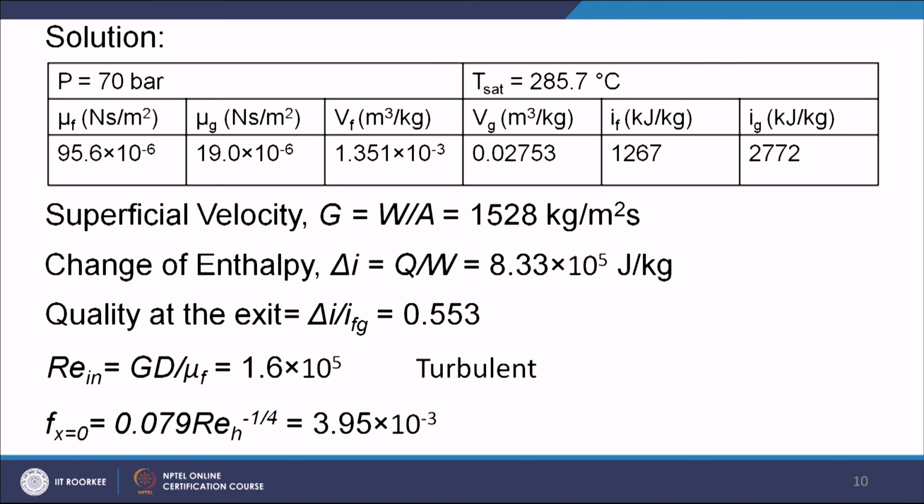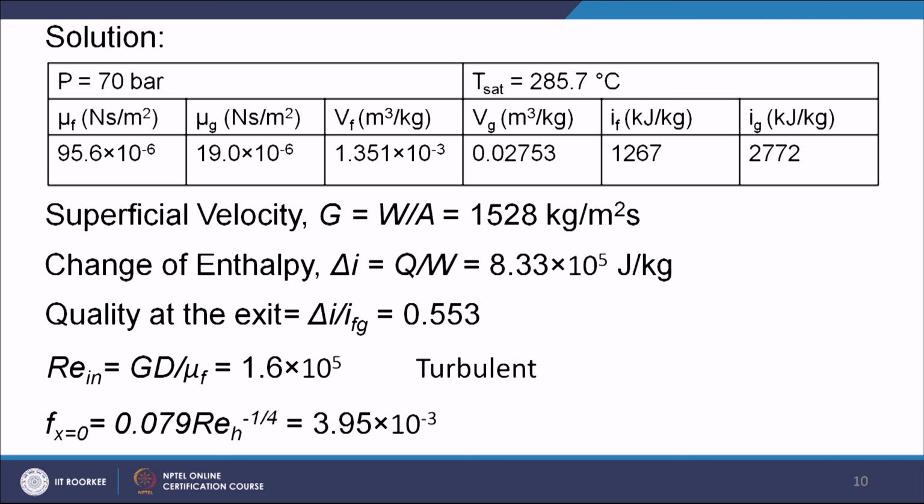As we know the mass flow rate W and what amount of heat is given, we can find out that the change of enthalpy, delta I, will be Q by W. Both Q and W are given, so delta I is 8.33 into 10 to the power 5 joule per kg. Now, this heat is being absorbed for change of phase. So the quality at the exit will be this delta I divided by I_fg, the subtraction between these two. So, it starts from 0 and ends at 0.553.